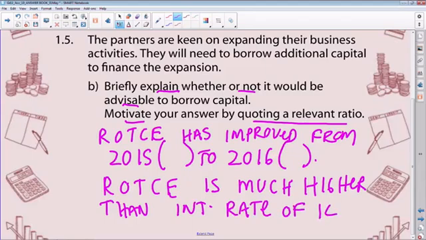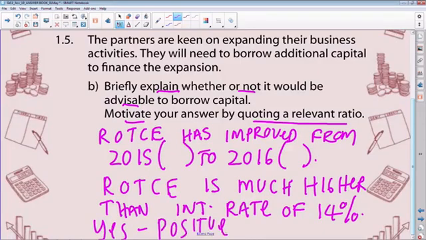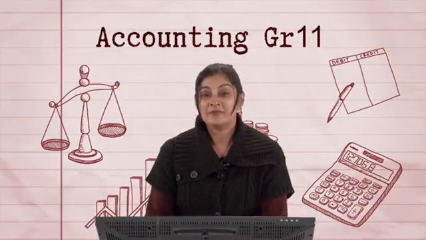of 14%. Okay, so in other words, it is to the business's advantage to borrow more capital. So in other words, is it advisable to borrow more capital? Yes, because this indicates positive gearing. Okay, now remember guys, if I go back to the information sheet, I can slot my return on total capital employed. Right guys, it's time for us to take a quick ad break, and when you come back, we will continue with this question. See you guys in a bit.